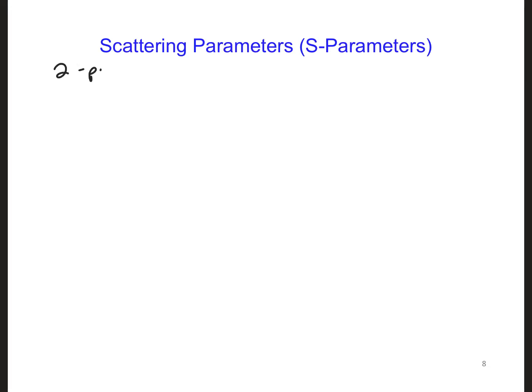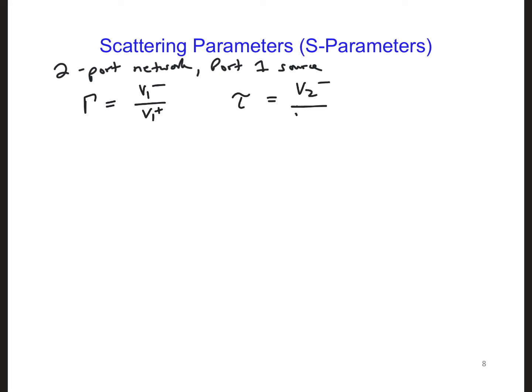For a two-port network, and when we're using port 1 as the source, the reflection coefficient will be V1 minus over V1 plus, and the transmission coefficient will be V2 minus over V1 plus relative to the incident.